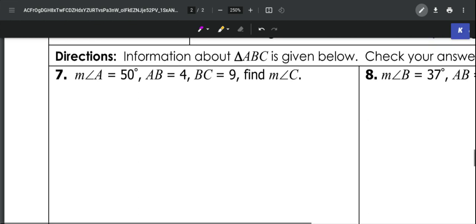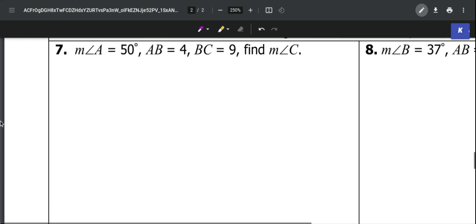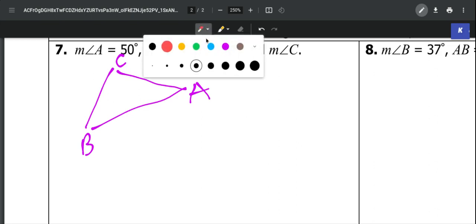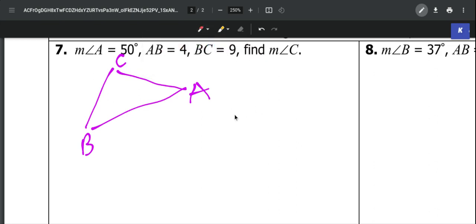So here they tell us we have a triangle A, B, and C. Here's what I always do. I start out drawing myself just a little triangle, and I label this angle A, this B, and I make the top part C. Then we're going to plug in everything it tells us and figure out what we're left with. We should probably end up with something pretty nice. I think on all of these you do.